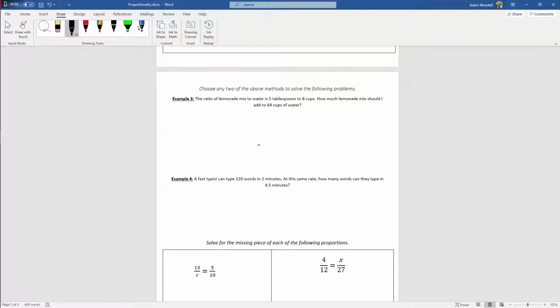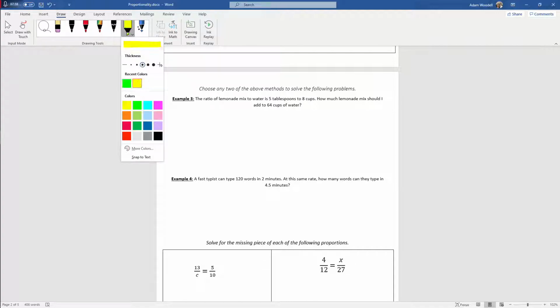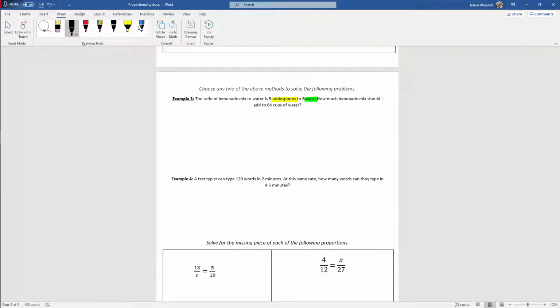The ratio of lemonade mixed to water is 5 tablespoons to 8 cups. So I'm going to start out by just writing down the 2 things I'm comparing. It looks like I've got some number of tablespoons, and I'm comparing that to some number of cups. So before I even write down any numbers, I'm going to write down, oh geez, that would be awful if I was writing with the highlighter. I'm going to write down tablespoons, and I'm going to write down cups. Tablespoons and cups. Now you could write cups over tablespoons, but I'm going to leave it as tablespoons over cups for right now. So the first number I see for tablespoons is 5, over the first number I see for cups was 8.